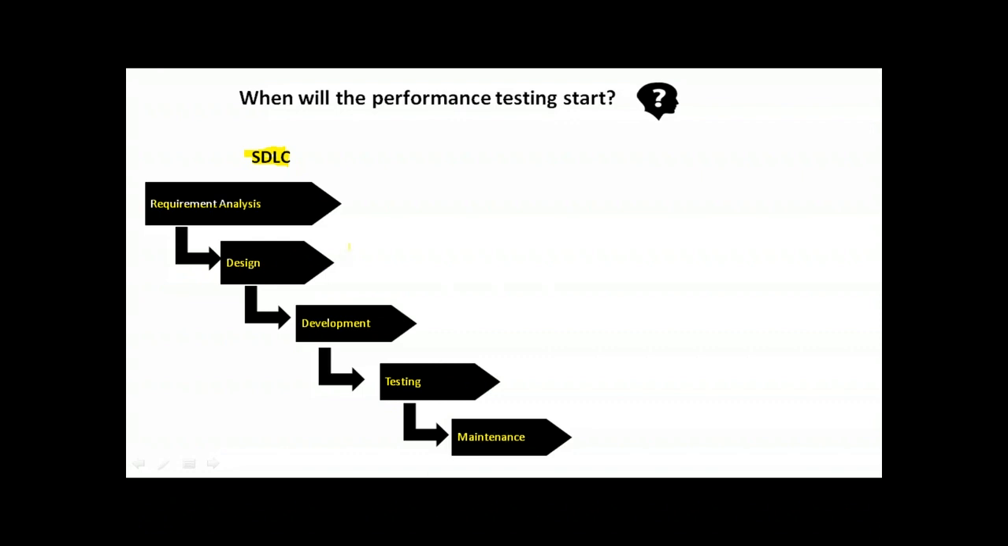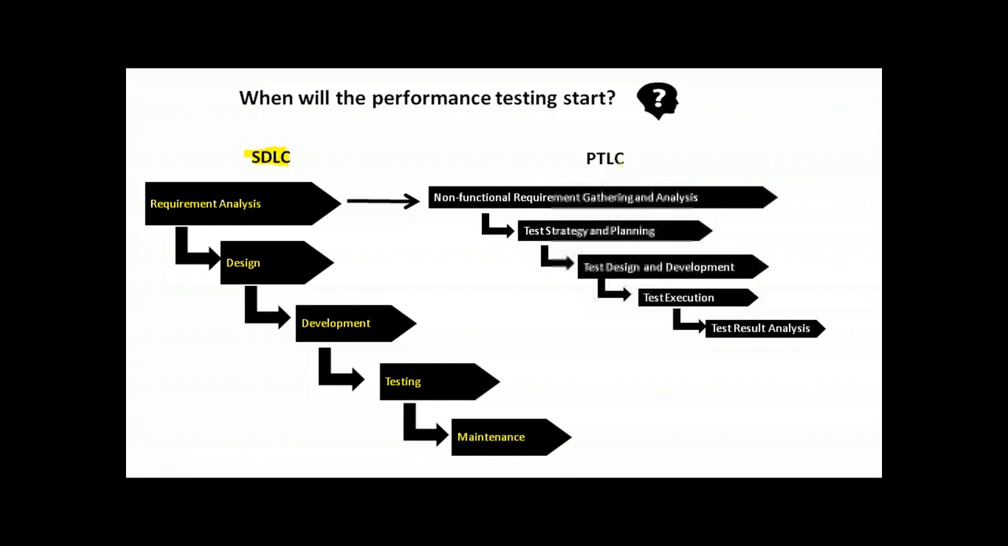I gave you a ballpark idea as a briefing about the software development lifecycle. Now, the interview question is: when does the performance testing lifecycle start? What do you say? With respect to the software development lifecycle, how does the performance test lifecycle fall into place? If requirement analysis is happening in the SDLC, you're expected to start the performance test lifecycle in parallel. Ideally it should start in parallel with the SDLC, which means that when requirement analysis for the SDLC is happening, at the same time non-functional requirement gathering and analysis should happen in the performance test lifecycle.